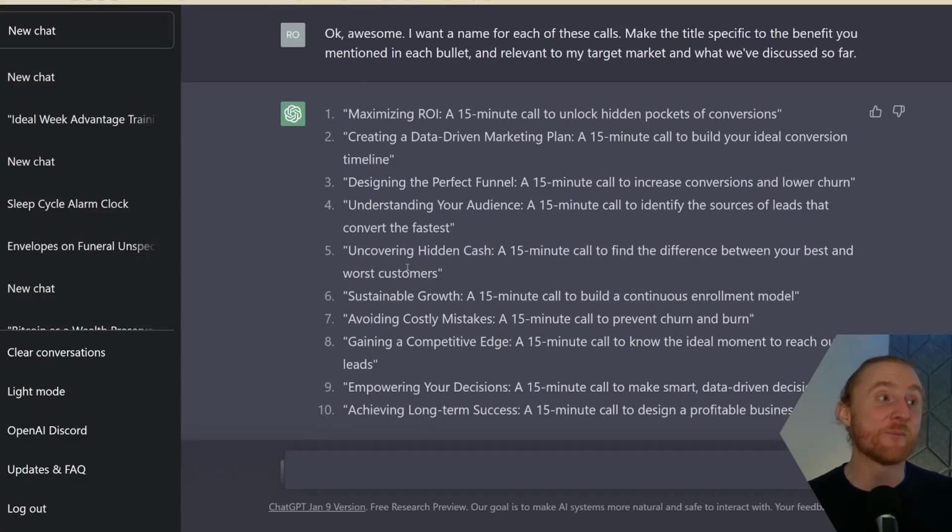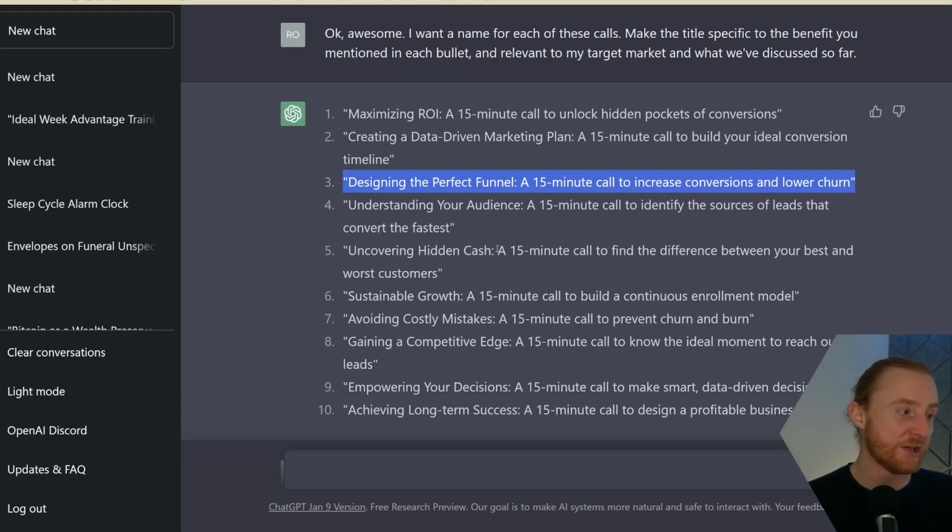I want a name for each of these calls, right? Make the title specific to the benefit that you mentioned in each, and relevant to the target market that we've been talking about. So again, talking to it like it's an assistant and telling it, I want you to calculate these thoughts out. Go and do it. Uncovering hidden cash, not bad. Understanding your audience, and then designing the perfect funnel, right? A 15-minute call to increase my conversions and lower churn.